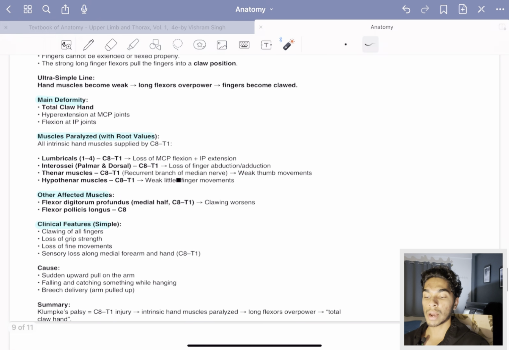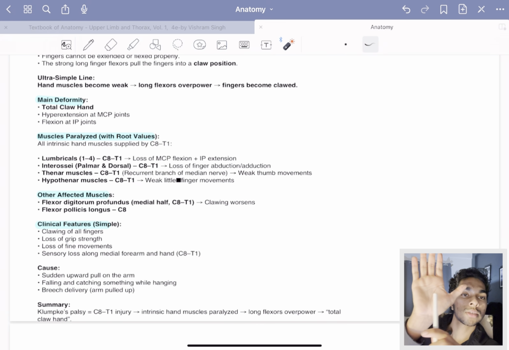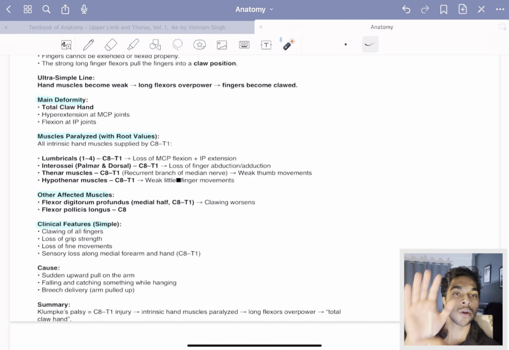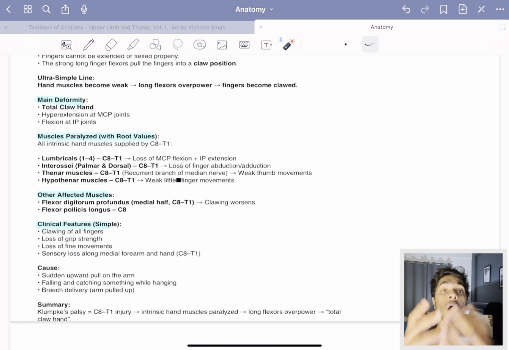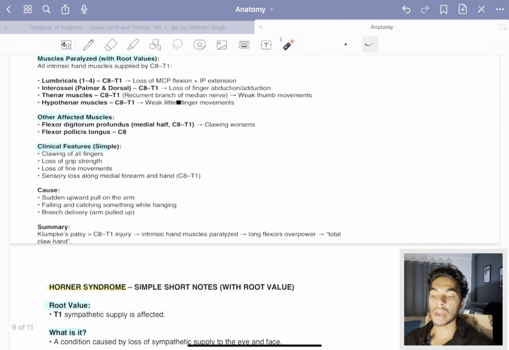As you can see, the muscles paralyzed are the lumbricals, interossei, thenar, and hypothenar. This is the thenar muscles. This is the hypothenar. So keep that in mind. And lumbricals and interossei. Interossei is between your bones; ossei means bones. So these are the muscles that are affected. That's why there is a claw hand deformity. Other muscles affected are FDP and FPL. If these are also damaged, the clawing worsens.